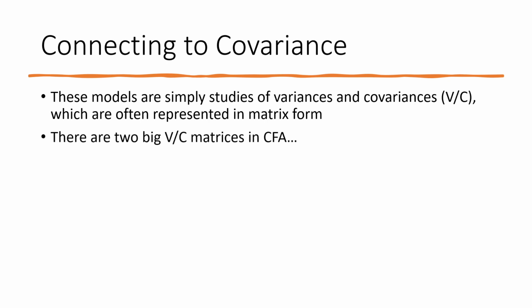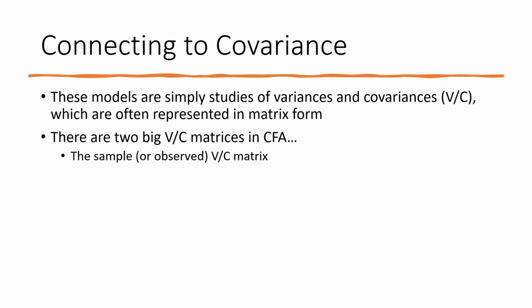Now, there are two big variance-covariance matrices used in confirmatory factor analysis. The first one is the sample or observed variance-covariance matrix. This is what the data are. So I just pull all the data, I look up all the variances, all the covariances between all my observed variables, and this is the sample or observed variance-covariance matrix.